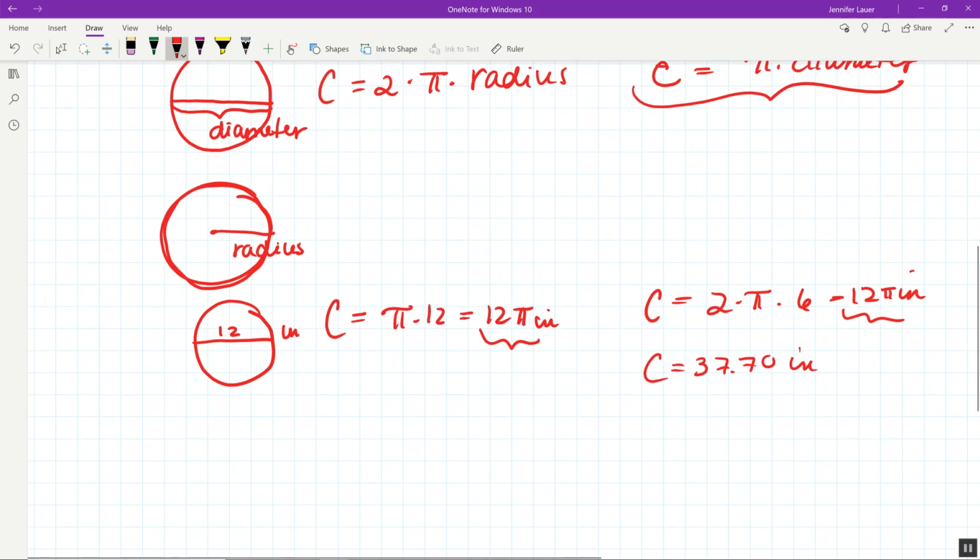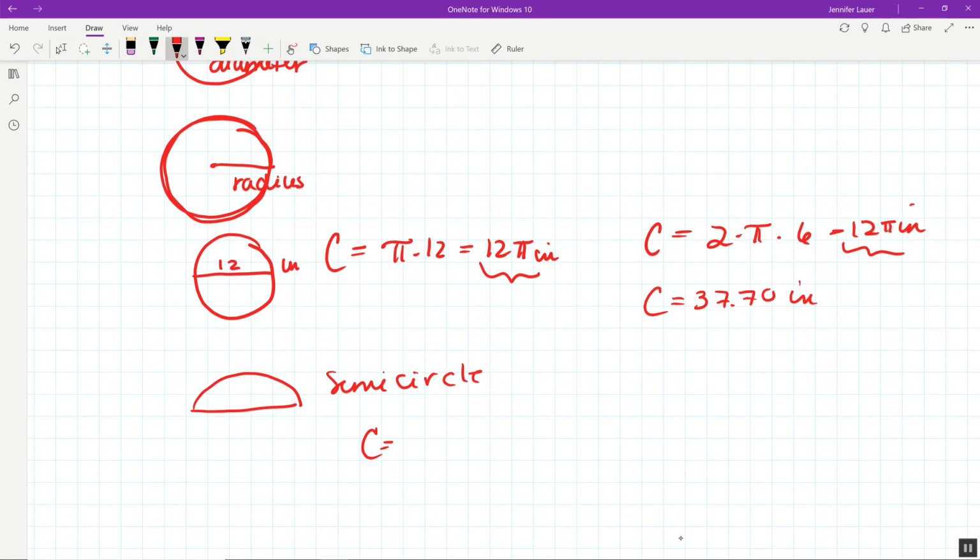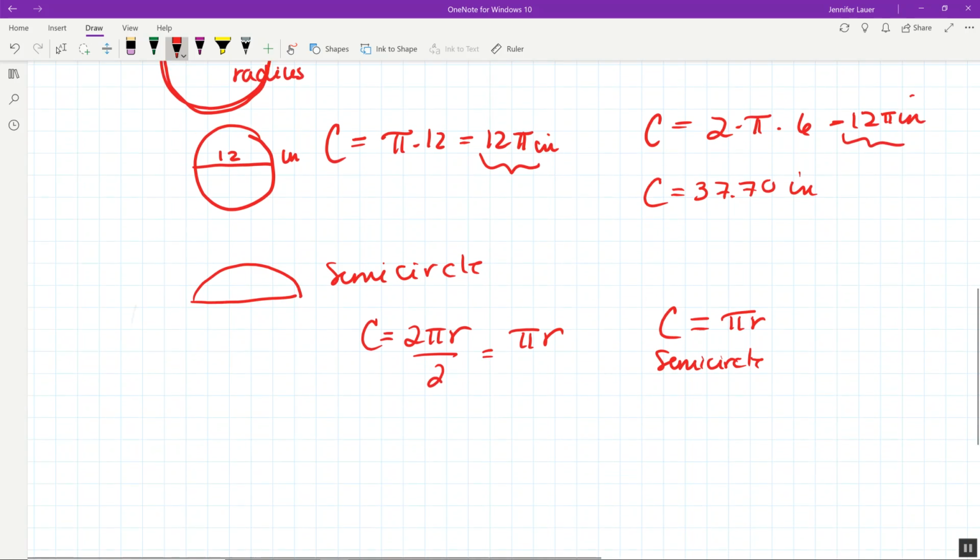Now let's say you have something like this. This is the circumference of a semicircle. So it's half of a circle. And as you can imagine, you're just going to take the circumference formula and you're going to divide it in half. So this is essentially the circumference of a semicircle. And you can write that down if you want. To be honest, if you know a circle, you should be able to come up with a semicircle.